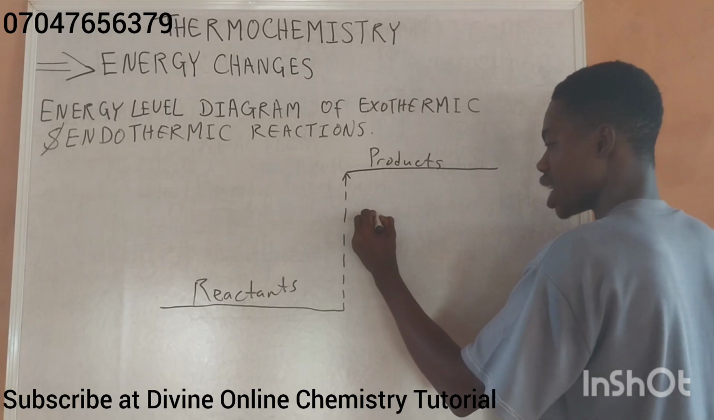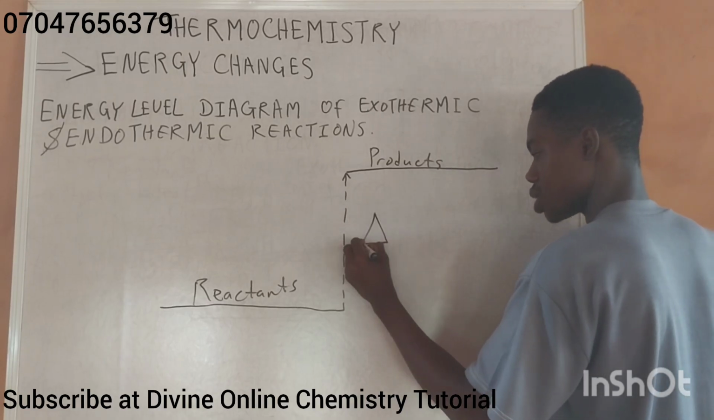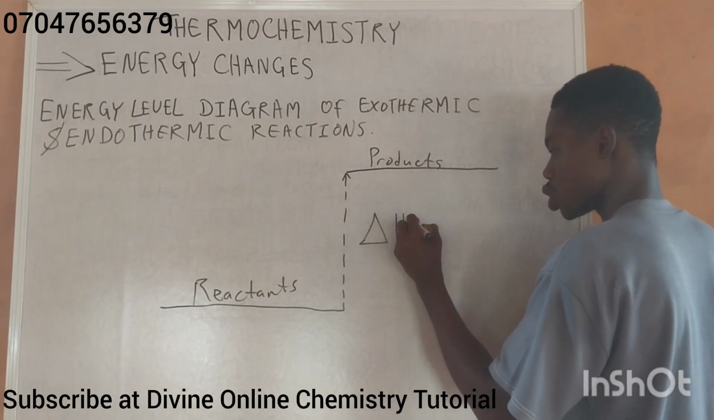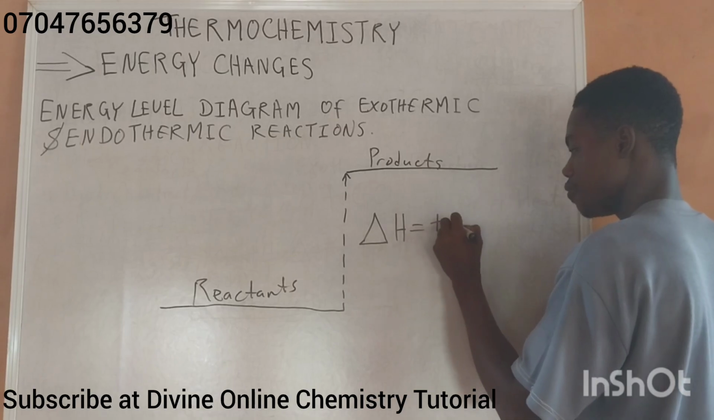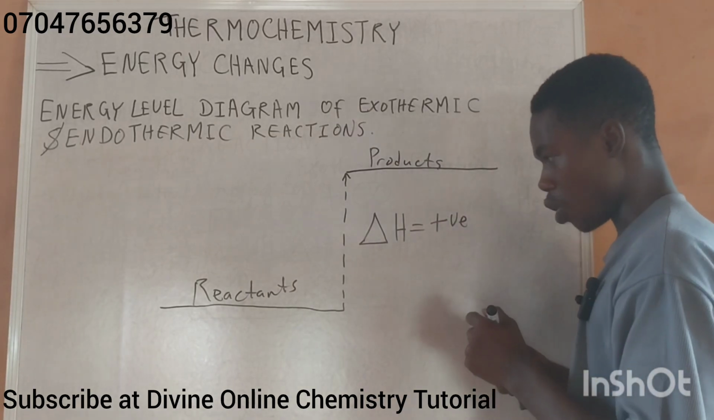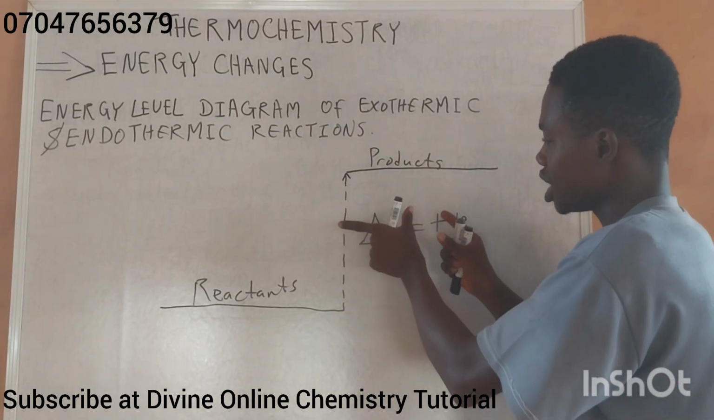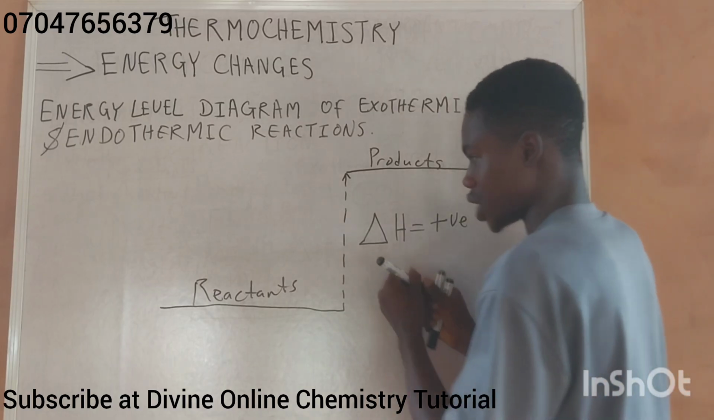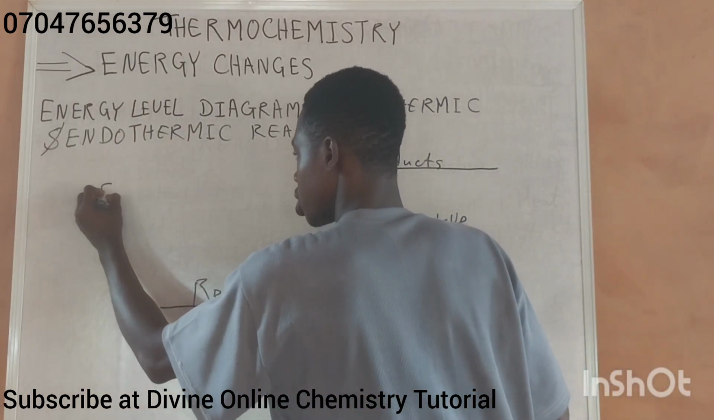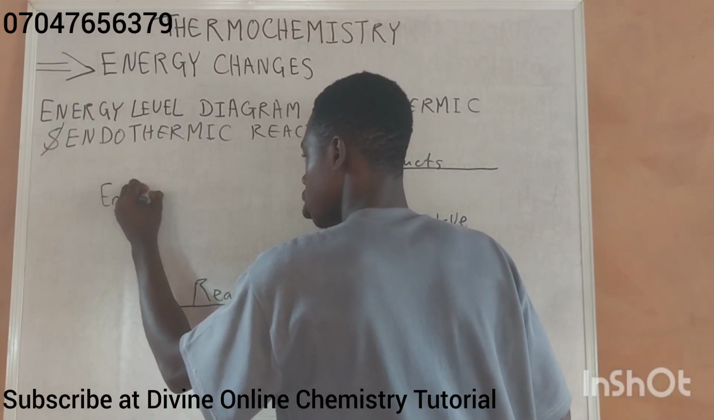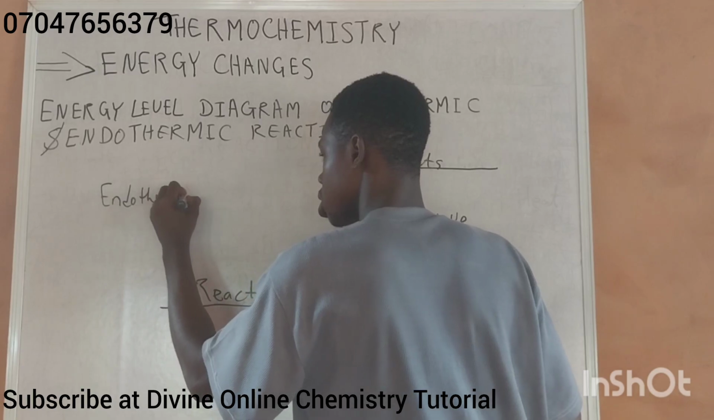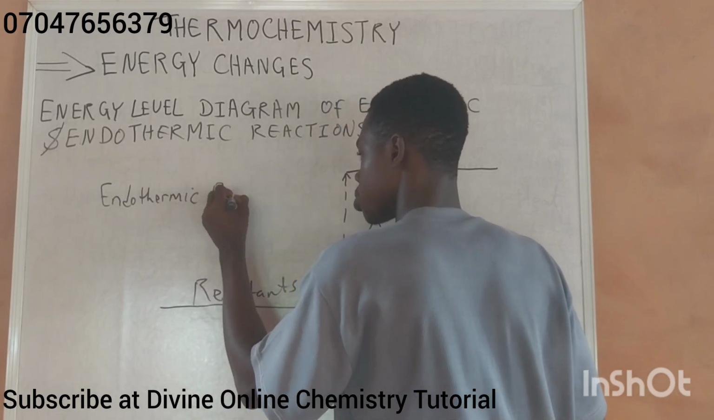So here we have the reactant, and here we have the product. Please take note that delta H is positive, because this is the energy level diagram for an endothermic reaction.